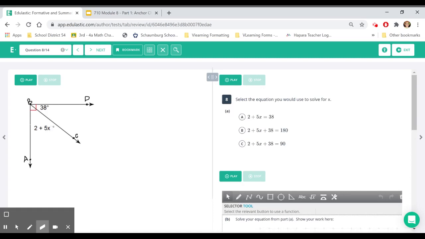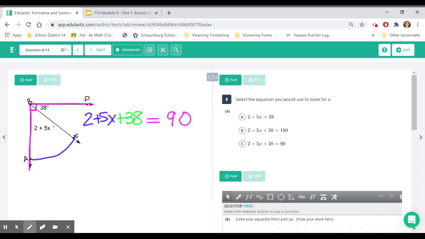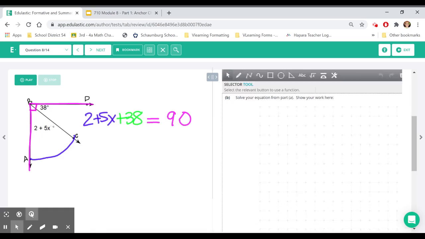Okay, number 8. Select the equation you would use to solve for x. I see ABD is a 90-degree angle, so the sum of these 2 angles is going to equal 90. 2 plus 5x plus 38 is going to equal 90, and that is C. It's important here to show your work.